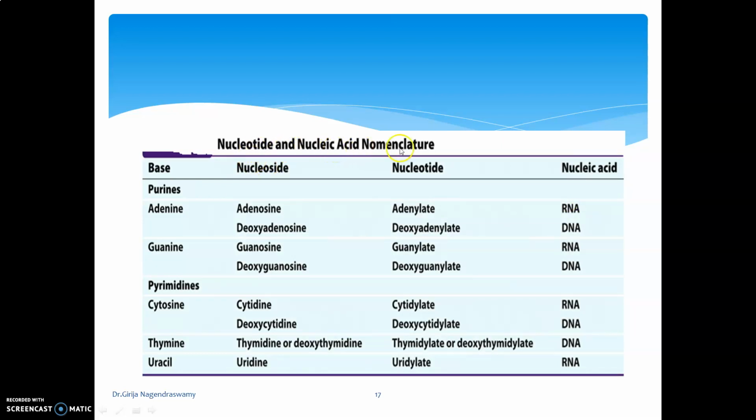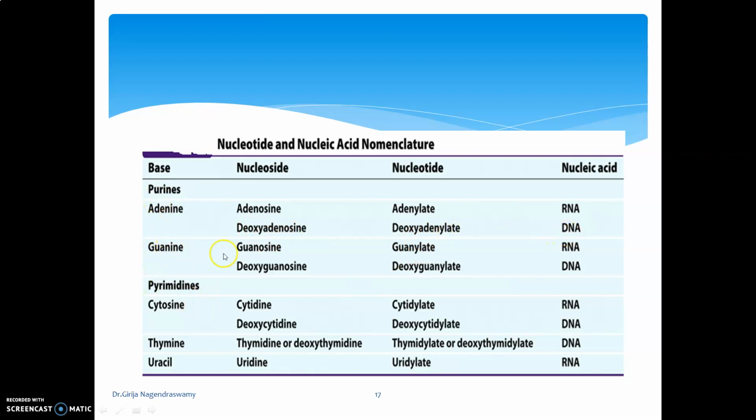Nucleotide and nucleic acid nomenclature. So base, these are the bases, nucleosides, nucleotides, and this is the nucleic acid. So purine bases are adenine and guanine. Corresponding nucleosides are adenosine. Nucleotide is adenylate in RNA. So nucleoside deoxyadenosine. Nucleotide is deoxyadenylate, present in DNA.